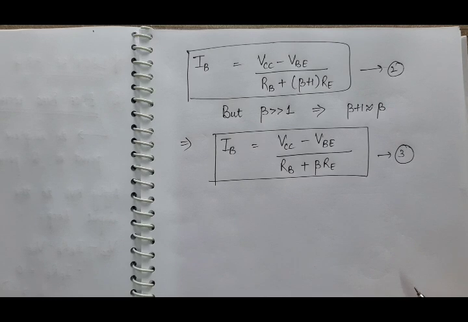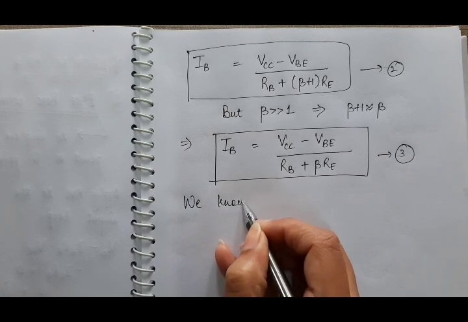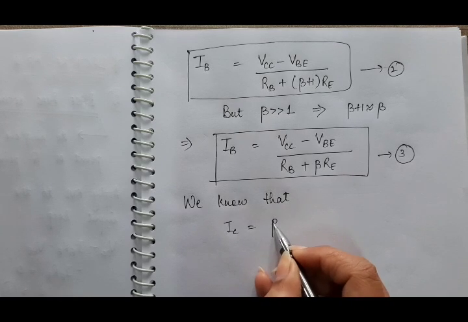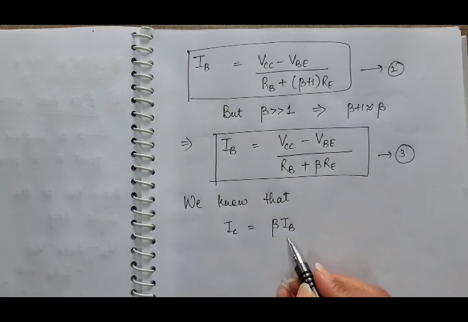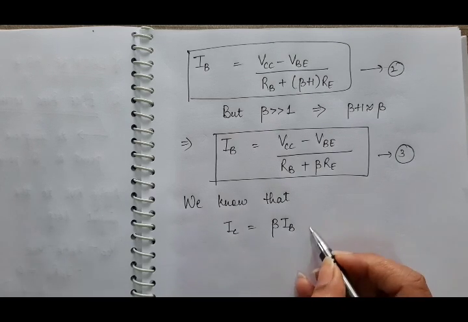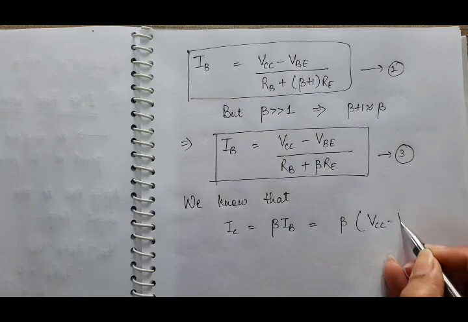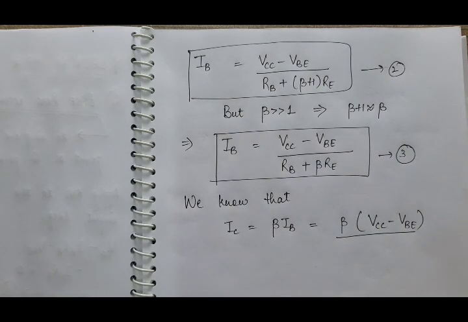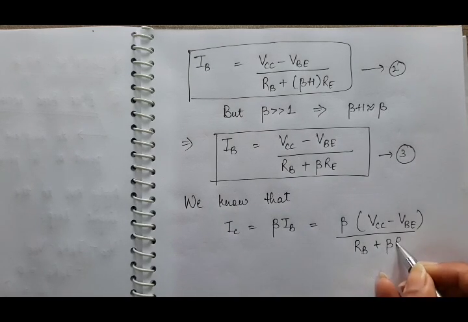Now for the one coordinate of operating point, we need the value of collector current. So we know that collector current IC is beta times IB plus leakage current, which is small as compared to this. So we have ignored that part. So it is beta times VCC minus VBE upon RB plus beta RE.